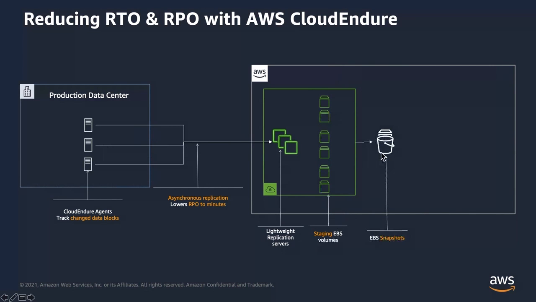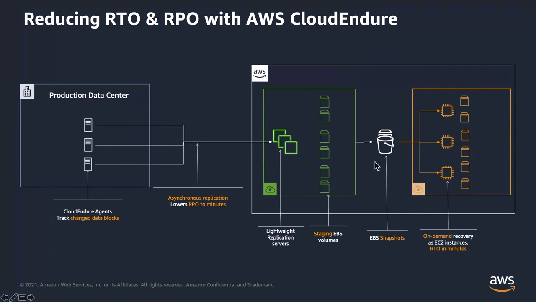And then at the time of recovery from these snapshots, essentially, we will recover it as a native EC2 instance. And this is almost instantaneous, as I explained in my previous slide. These are native EBS snapshots. You can access the volumes immediately. The data will be restored behind the scenes from the snapshots to the EBS volumes. So this is how CloudEndure reduces your RTO and RPO, right?